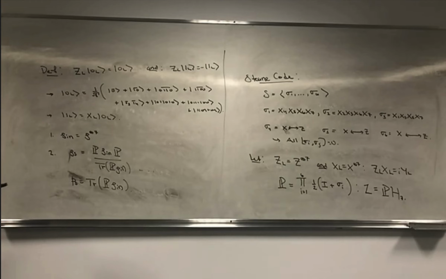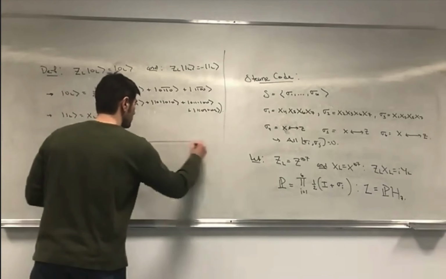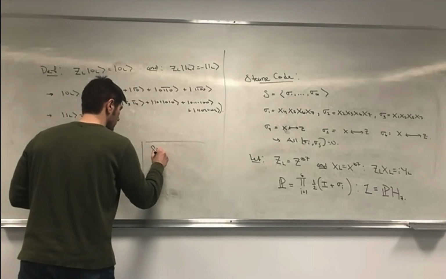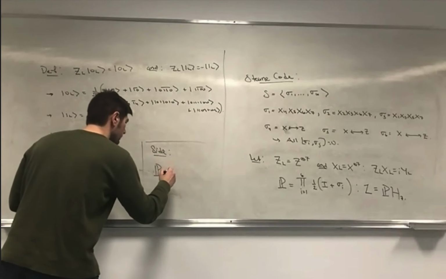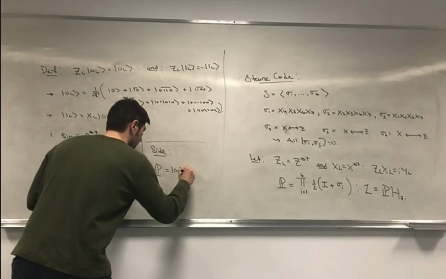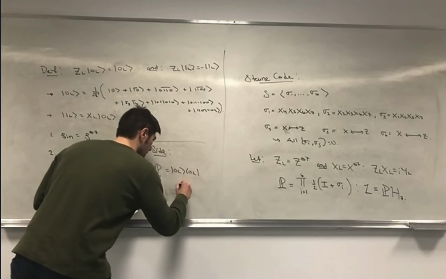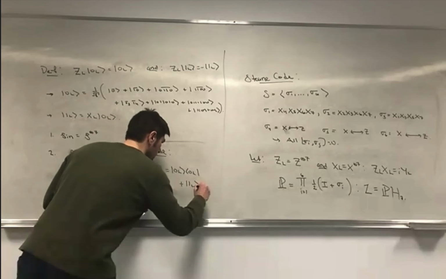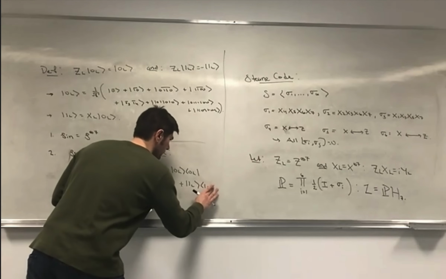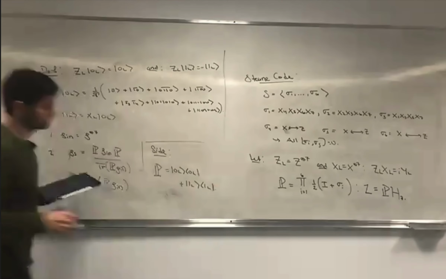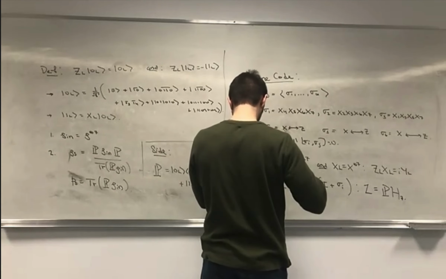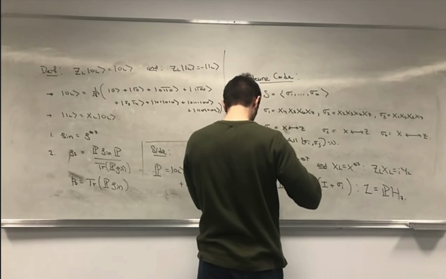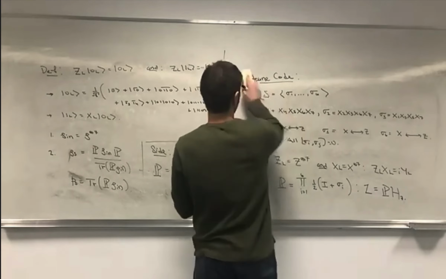Also, by the way, this will be useful. We have that this projector onto L is equal to 0L plus 1L. Do I need this? Okay, I think that we're okay.